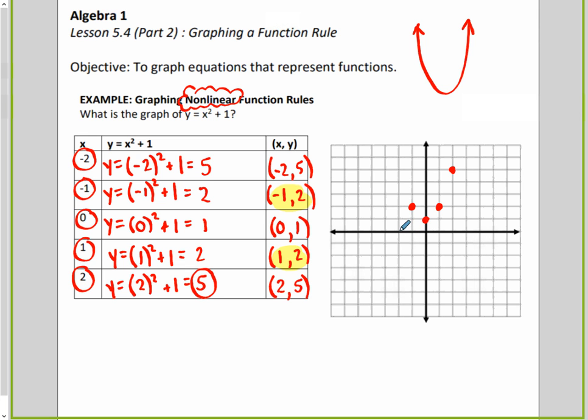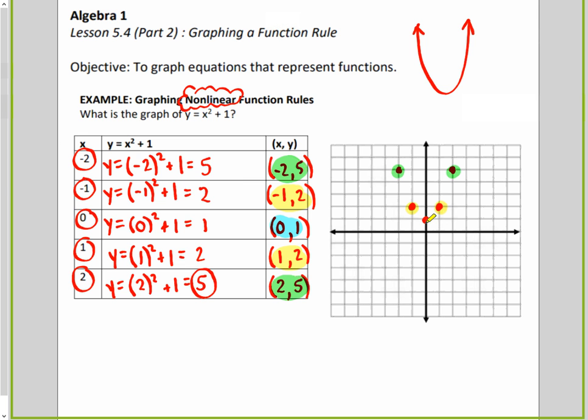So let's take a look here. When 2 went in, we got 5. When -2 goes in, we get 5. There's a twin point here and here. There's another twin point here and here, a pair of twins. And this guy in the middle is all by itself. It's unique. It doesn't have a twin.